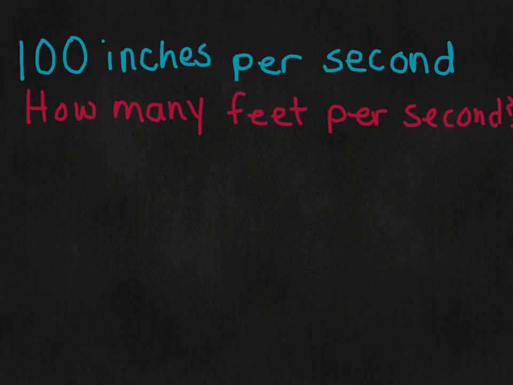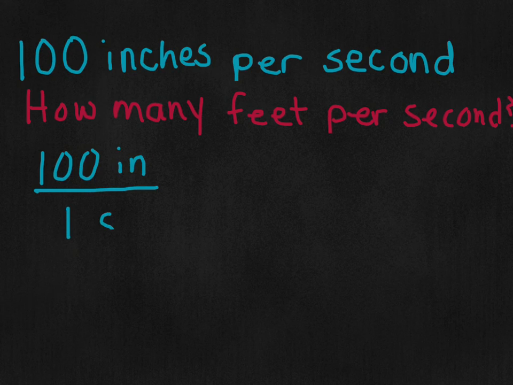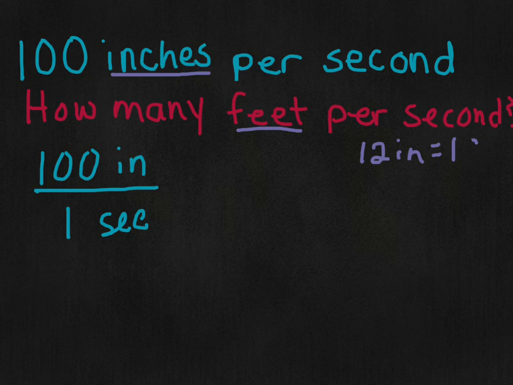Let's try another one. So 100 inches per second, how many feet per second is this? So we're going to take our 100 inches per second, so that's 1 second, and we want to know how many feet per second that is. So just like in the last question, there's something we're going to be changing. We're going to be changing inches to feet. So before moving on, we need to know how many inches there are in a foot. And so that piece of information I'll write off to the side. There are 12 inches in 1 foot.